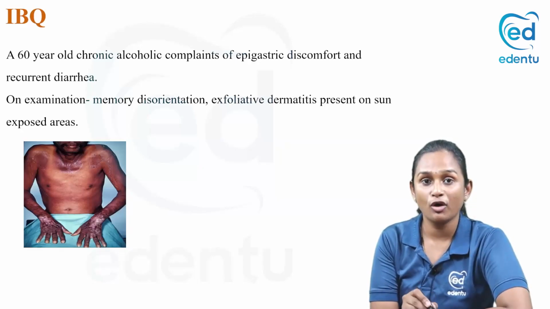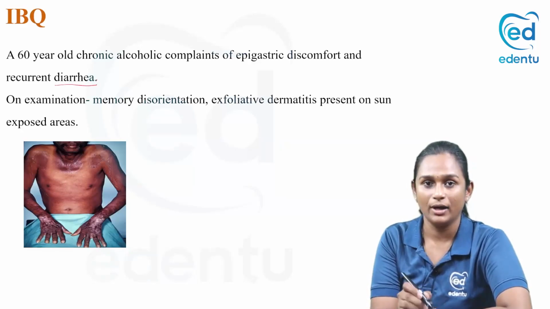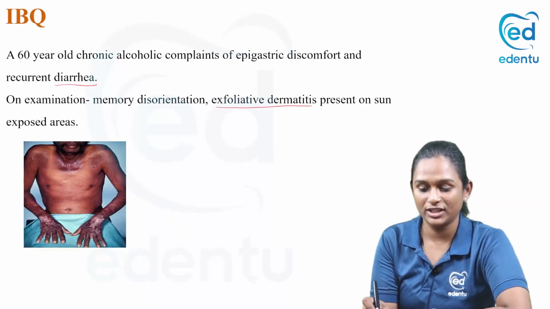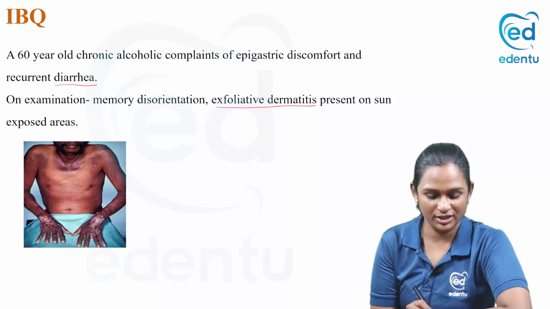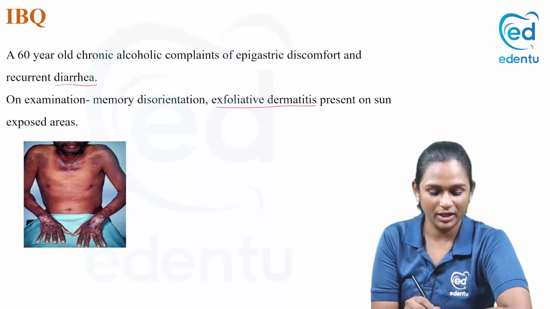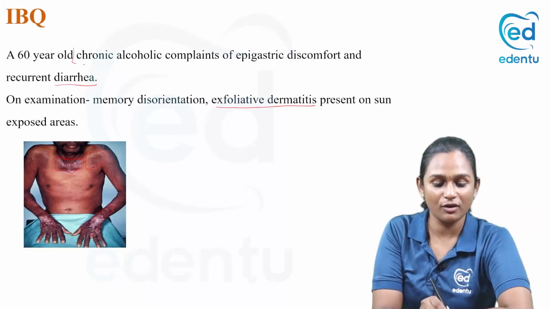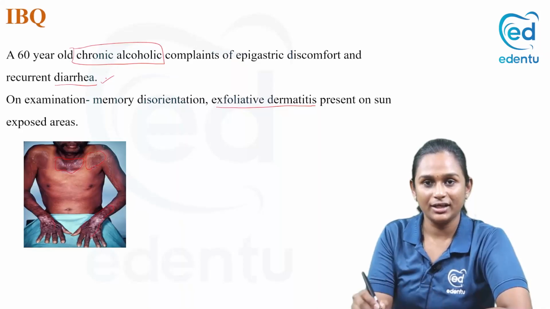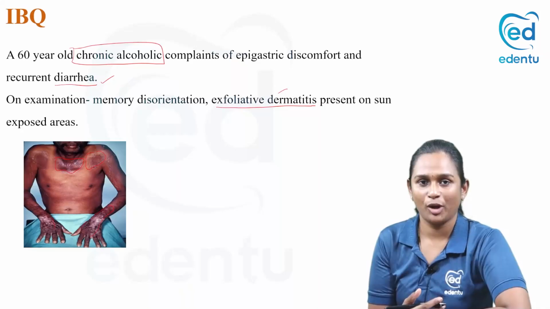A 60-year-old chronic alcoholic complains of epigastric discomfort and recurrent diarrhea. On examination, he has memory disorientation and exfoliative dermatitis present on sun exposed areas. If you see the images, he has dermatitis on the sun exposed areas, the neck and arms. The clue here is chronic alcoholic, complaining of diarrhea, dermatitis and memory disorientation. So what can be the probable diagnosis?